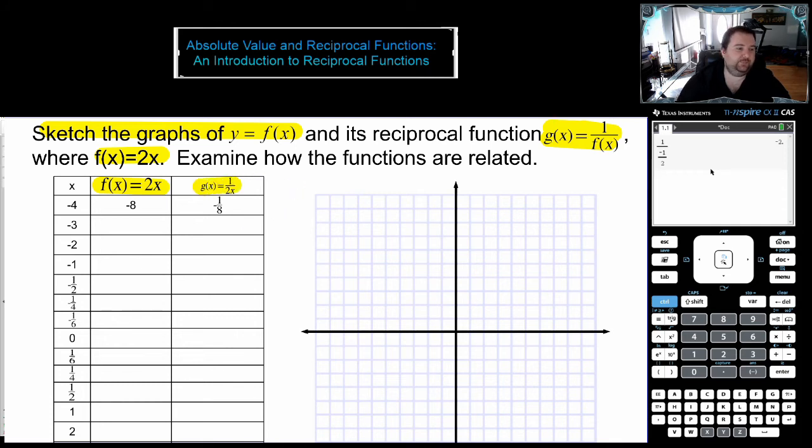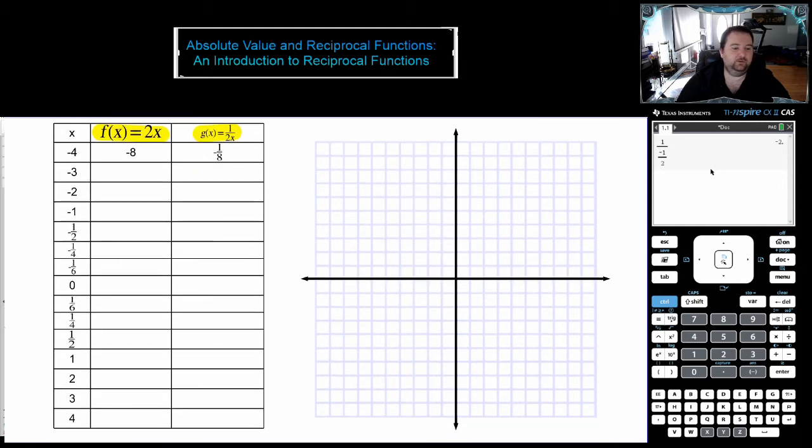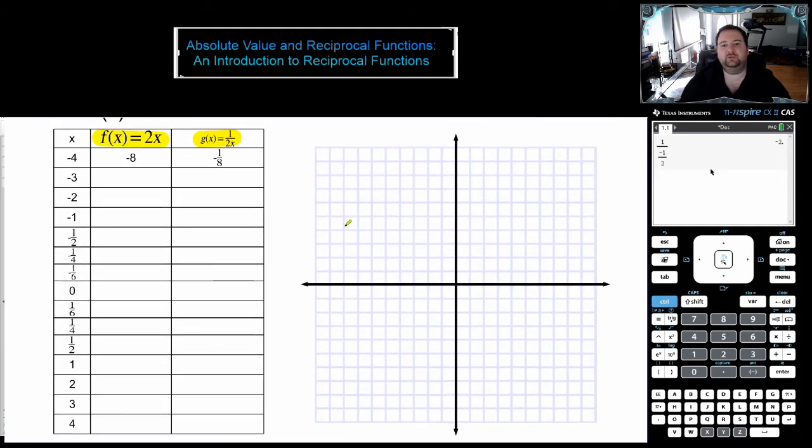Go ahead and complete this table of values. You'll find it in your workbooks, and graph it. We'll see you when you return.